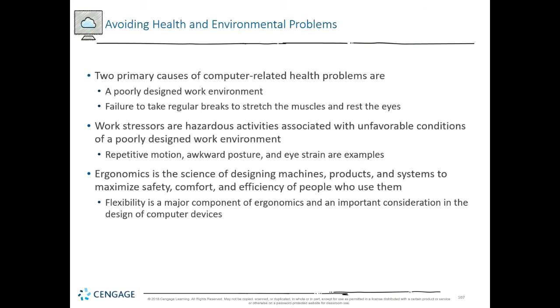Avoiding health and environmental problems. Two primary causes of computer-related health problems are a poorly designed work environment and failure to take regular breaks or stretch the muscles and rest the eyes. Work stressors or hazardous activities are associated with unfavorable conditions of a poorly designed work environment; repetitive motion, awkward posture, and eye strain are examples. Ergonomics is the science of designing machines, products, and systems to maximize safety, comfort, and efficiency of those who use them. Flexibility is a major component of ergonomics and an important consideration in the design of computer devices.